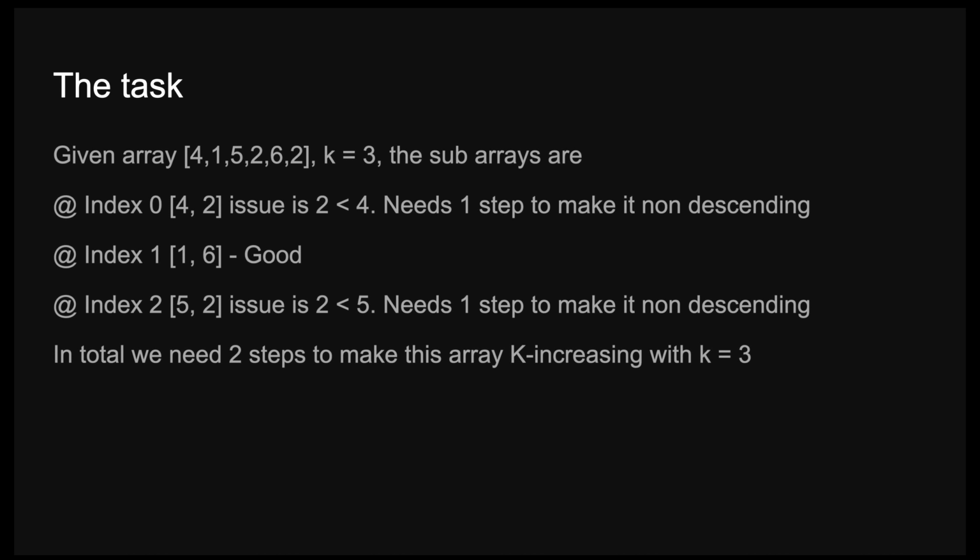So given the same array again, but this time k equals 3, the subarrays are at index 0, we have values 4, 2, and the issue here is 2 is less than 4. Therefore, it needs one step to make it non-descending. The subarray at index 1 is fine. The subarray at index 2 has values 5 and 2 and the issue is 2 is less than 5. It again needs one step to make it non-descending. So in total, we need 2 steps to make this array k-increasing with k equals 3.